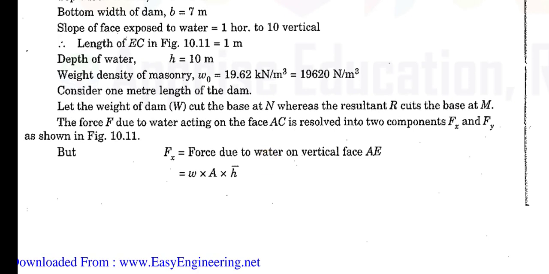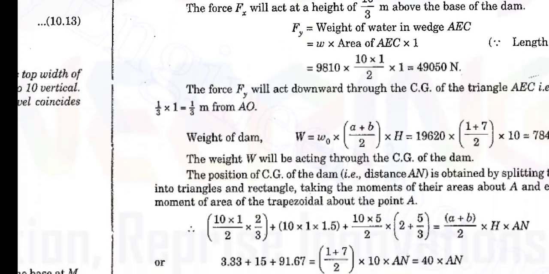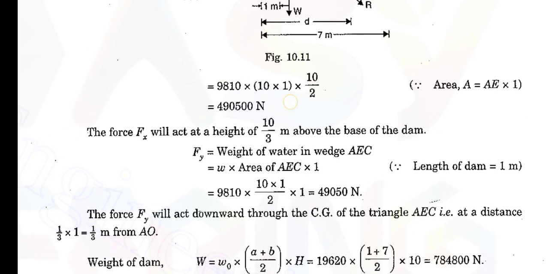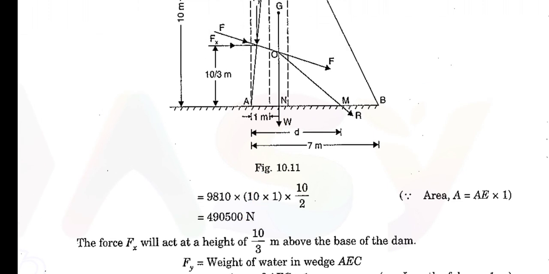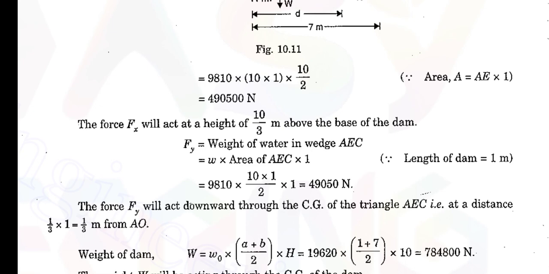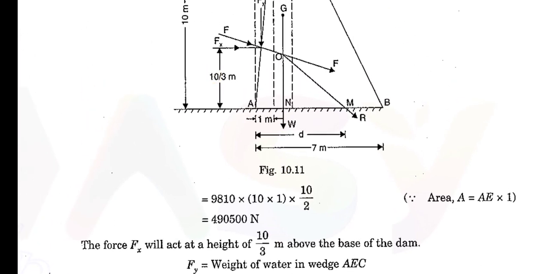So first thing is we have to find out the Fx. Here you know that F is converted into Fx and also Fy. Fx is equal to W into A into H bar, which is nothing but 9,810 into 10 into 1. So 10 is the height, 1 is the length, and this is height by 2. So total 490,500 Newton. Then the force Fx will be acting at the height of 10 by 3 meters, that is 1/3 of this height it will act.